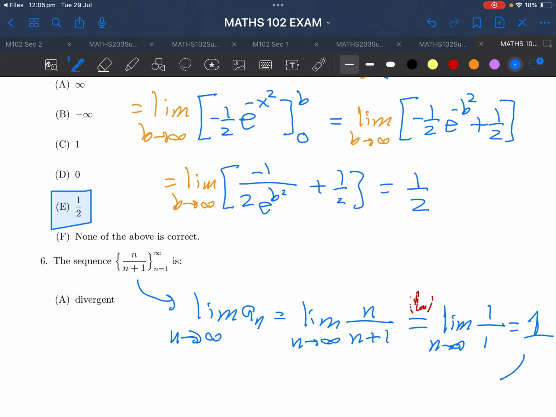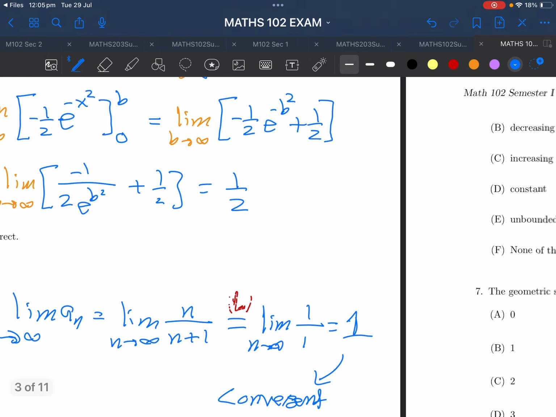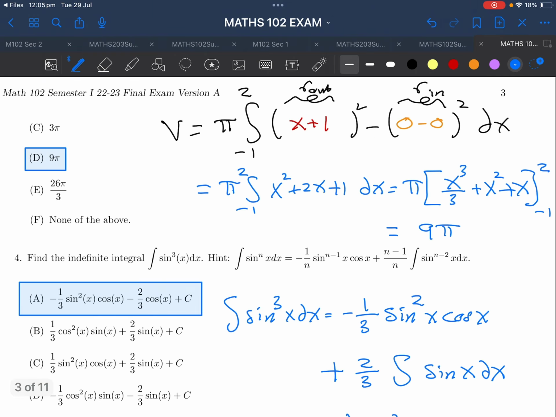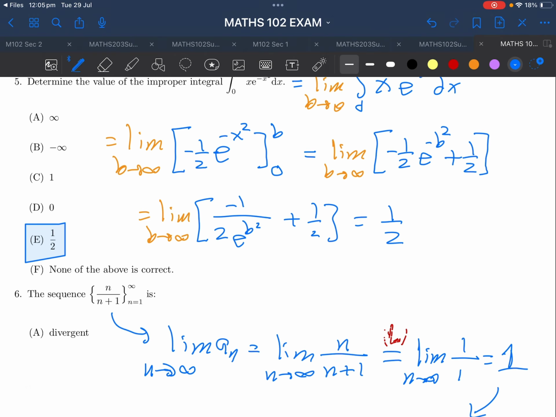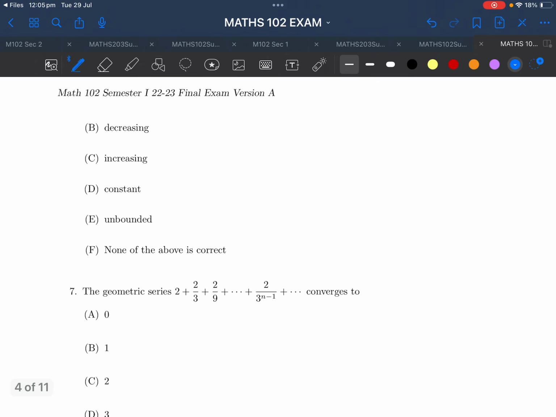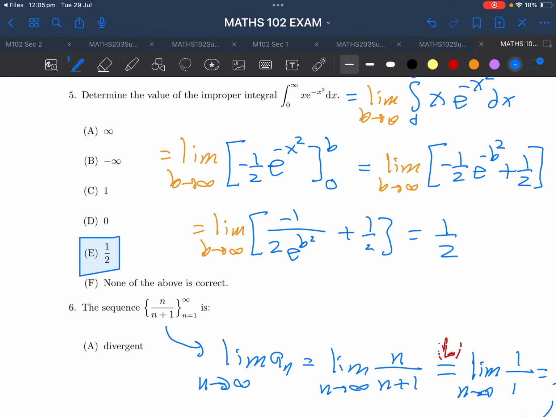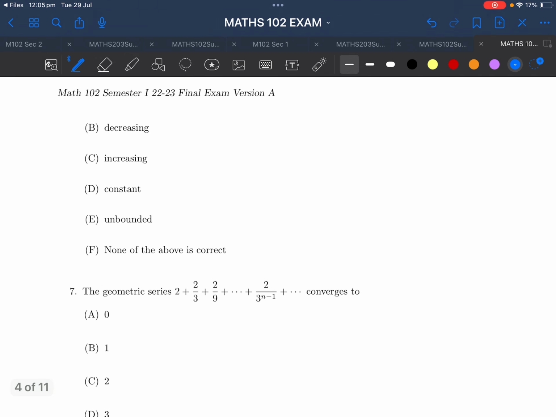Now, if the answer is a real number, we say that the sequence is convergent. It's a sequence, not a series. So, I don't know, where's the answer? The options are divergent, decreasing, increasing, constant, unbounded, none of the above. Okay, convergent is not there. We need to check if it's increasing or decreasing. This sequence, if we write it down, is clearly decreasing.